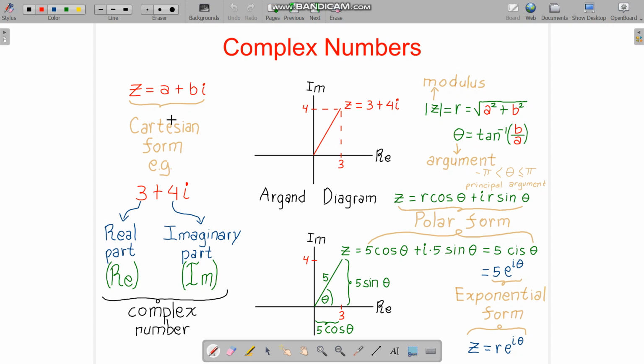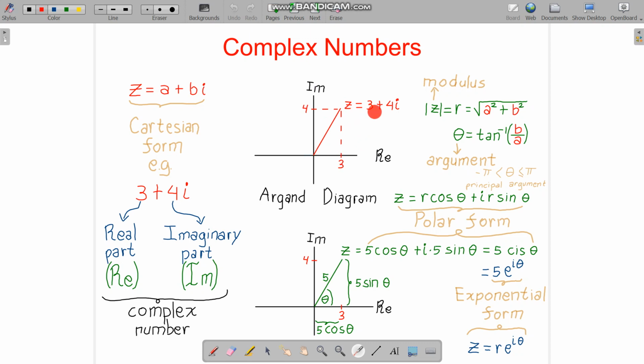Now this form z equals a plus bi is called the Cartesian form. For example, 3 plus 4i. The 3 is the real part, the 4 is the imaginary part. We use the symbols Re and Im. Complex numbers means we have real and imaginary numbers combined. This is called an Argand diagram, just like a Cartesian diagram, but the axes are real and imaginary axes.